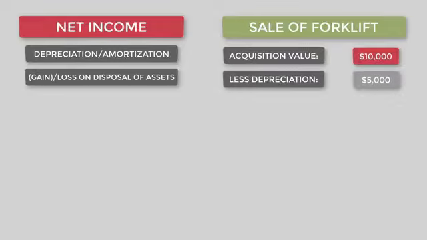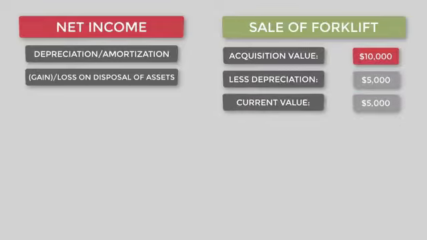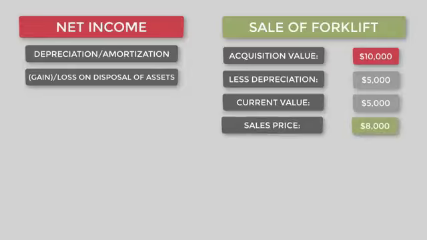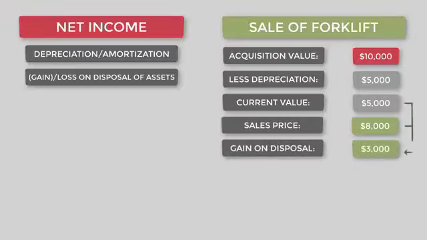And let's say the current asset value of the forklift is $5,000 because the company has been using it for 2 years in its warehouse. The company is able to sell it for $8,000. What we'll see in the income statement is a gain on the disposal of the forklift of $3,000.